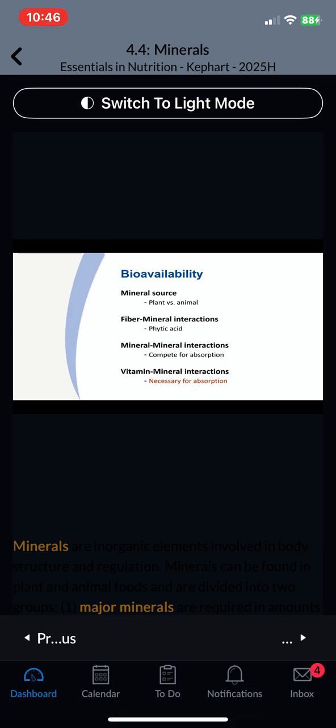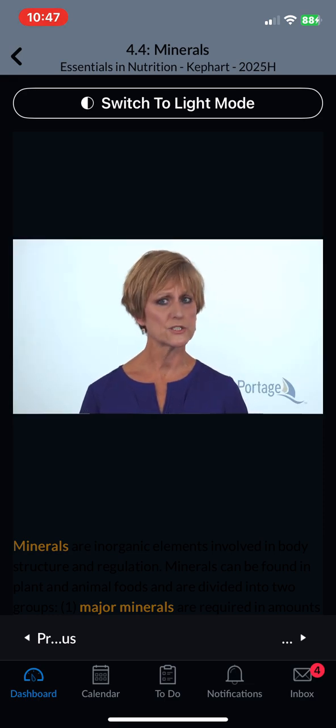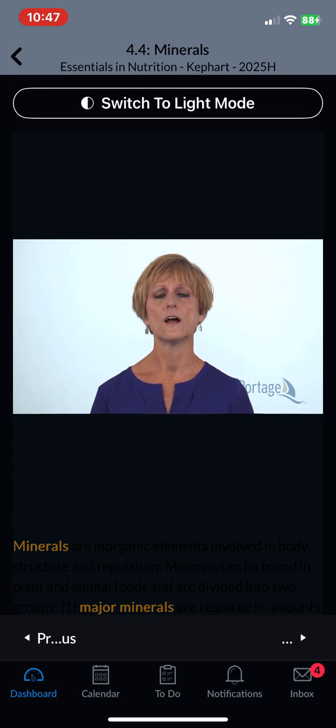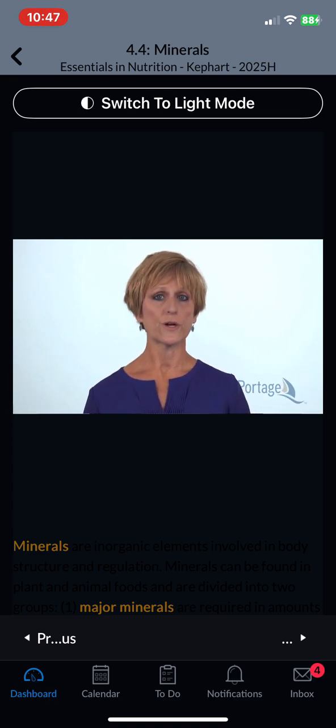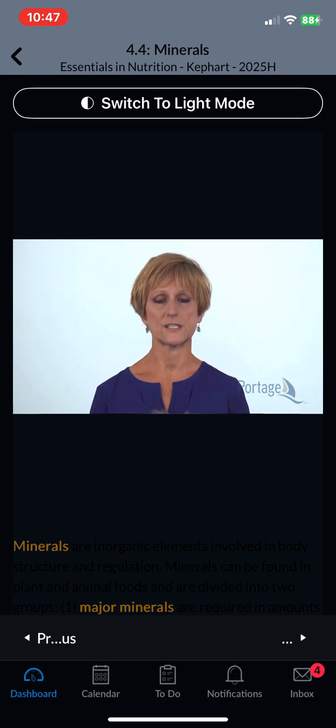Mineral-mineral interactions we need to look at. Minerals such as magnesium, iron, copper, and calcium are all very similar in terms of their size, and they all have the same charge. So if we are taking in an excess in one mineral, it might result in a decreased absorption of another mineral as they compete for the absorption. So for example, if you have a patient who is taking a calcium supplement and an iron supplement, you want to make sure they're not taking those supplements at the same time.